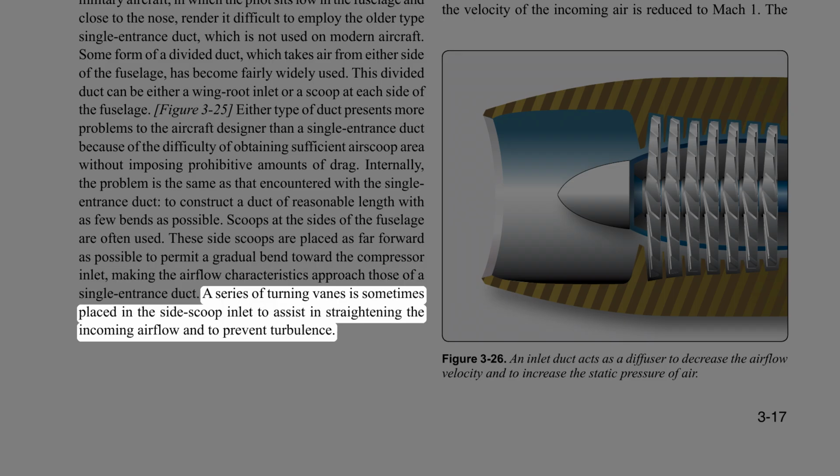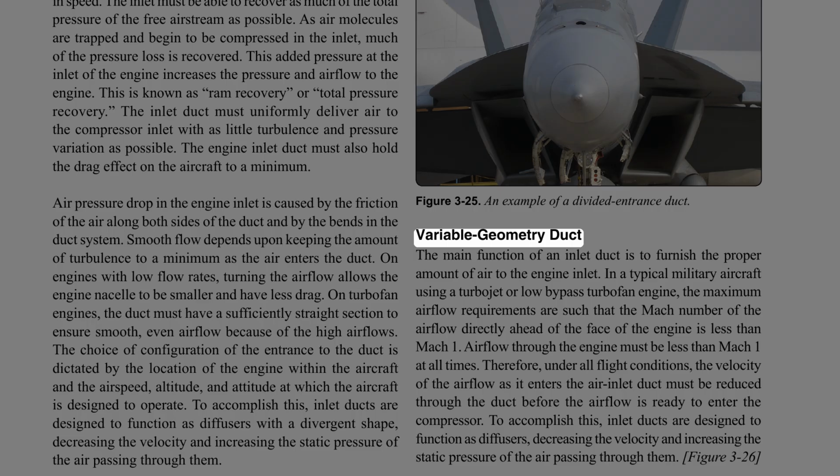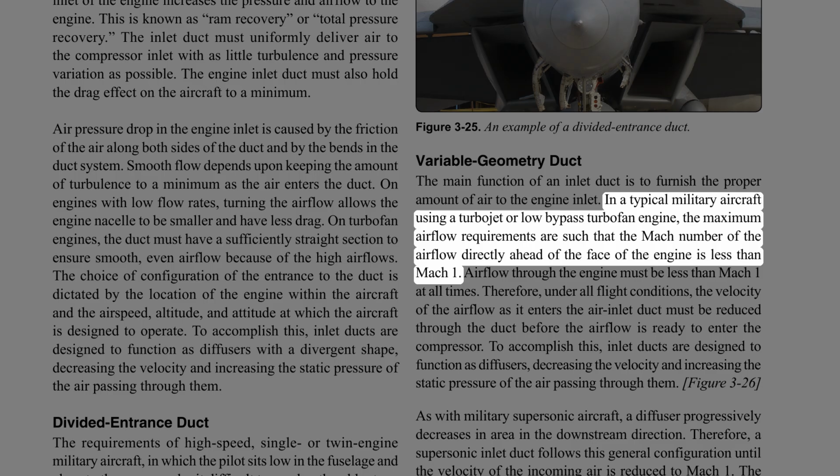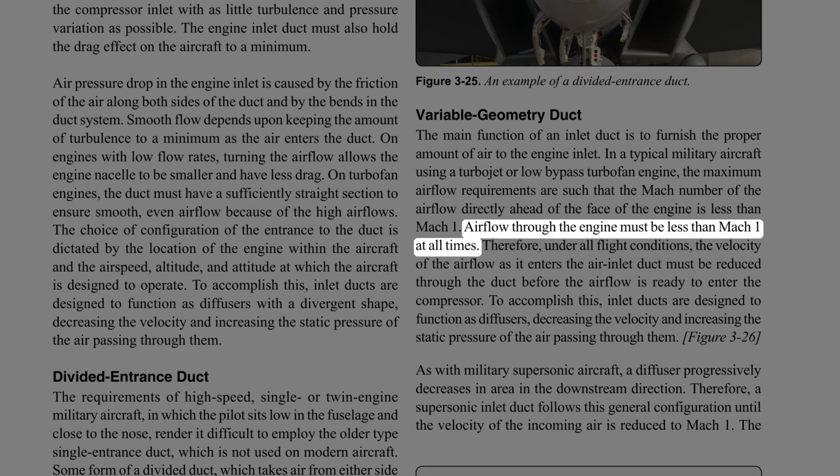A series of turning vanes is sometimes placed in the side scoop inlet to assist in straightening the incoming airflow and to prevent turbulence. Variable geometry duct. The main function of an inlet duct is to furnish the proper amount of air to the engine inlet. In a typical military aircraft using a turbojet or low-bypass turbofan engine, the maximum airflow requirements are such that the Mach number of the airflow directly ahead of the face of the engine is less than Mach 1. Airflow through the engine must be less than Mach 1 at all times.